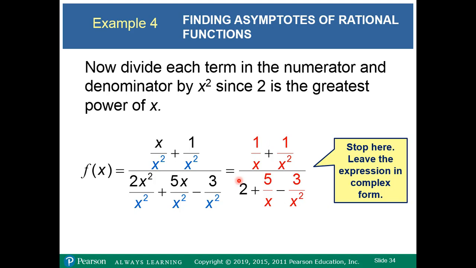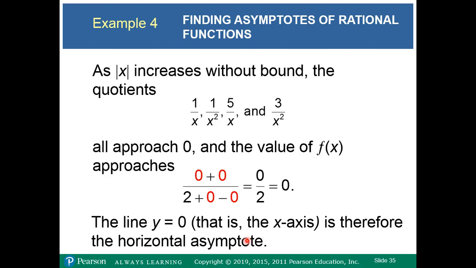Now what's going to happen is, what happens as x gets really, really big? When x gets really, really, really big, we're looking for horizontal asymptotes. So what's going on with the function? Well, if x gets really, really big, this is going to go to 0, this is going to go to 0, this is going to go to 0, and this is going to go to 0. And so what we end up left over with is 0 over 2, which is 0. So this tells us exactly what we suspected, that the x-axis is the horizontal asymptote.